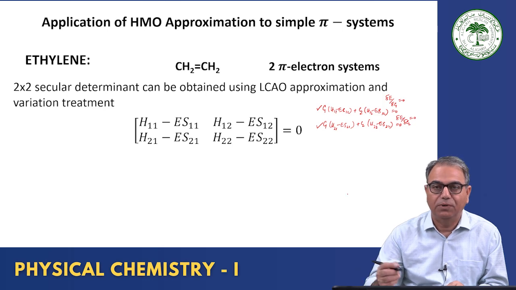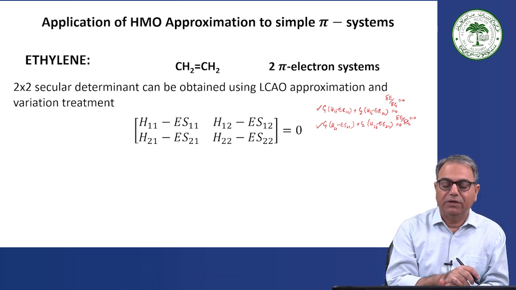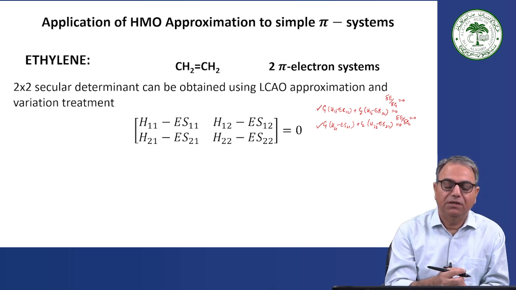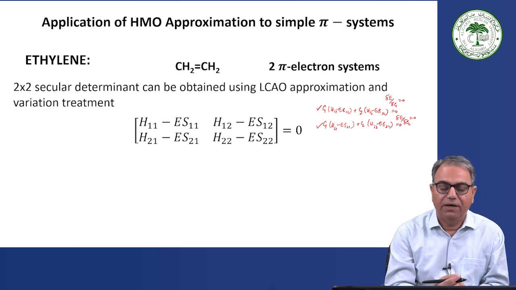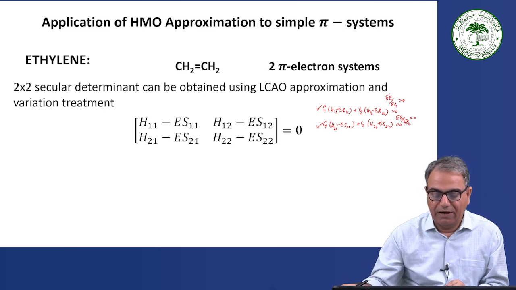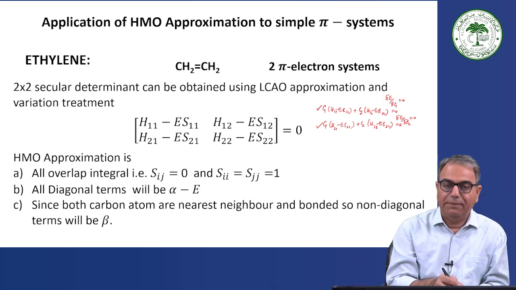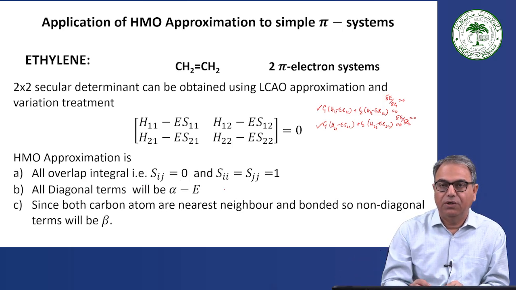Okay, now I hope you are able to recall. This is the secular determinant which you can write. Now I said that in the HMO approximation we change the representation. So H11 and H22 will become what? Will become alpha.